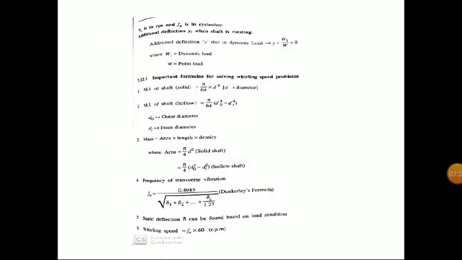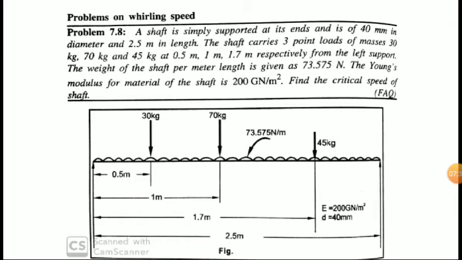So next we are going to one problem. A shaft is simply supported at its ends and is of 40 mm diameter and 2.5 meter length. The shaft carries 3 point loads of masses 30, 70, 45 kg at 0.5, 1, 1.7 meters from the left support. The weight of the shaft per meter length is 73.57 Newton. The Young's modulus is 200 gigaNewton per meter square. Find the critical speed of the shaft.